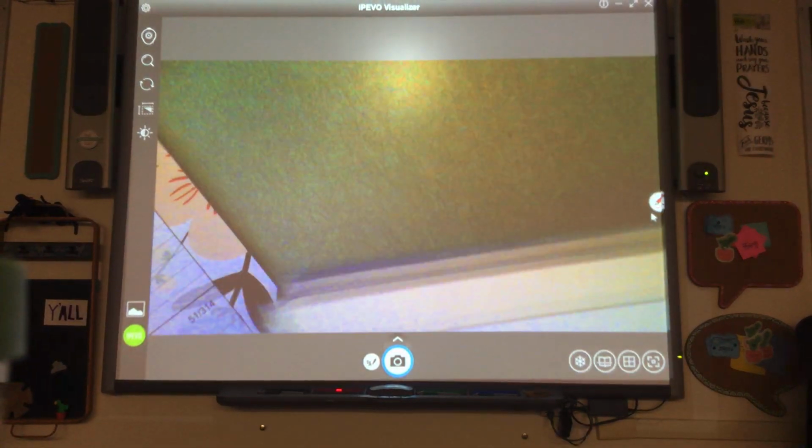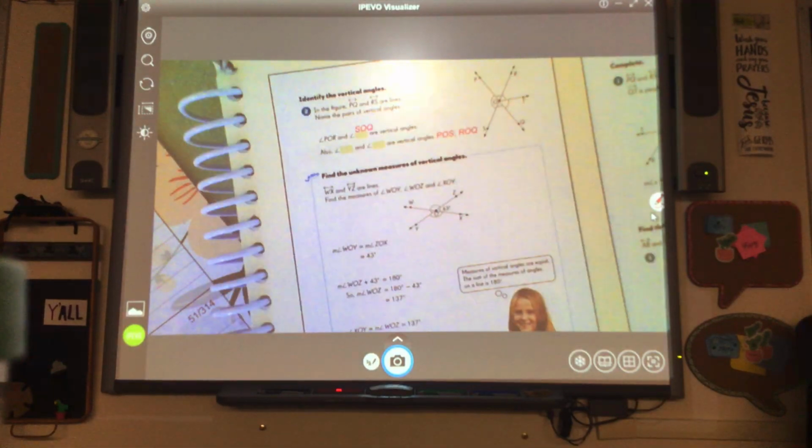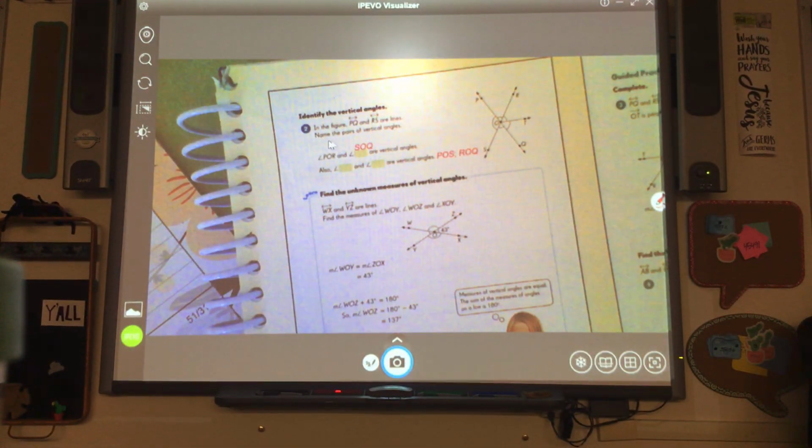Alright, number 2, identifying the figure. PQ and RS are lines. So PQ and RS are lines, name a pair of vertical angles. Right here, POR and SOQ is one pair, and the other pair is, yeah? TOQ.